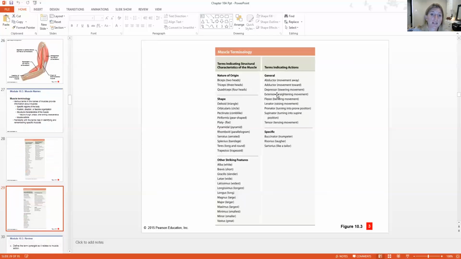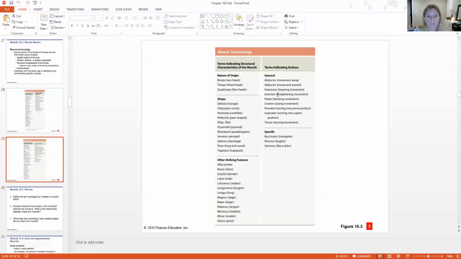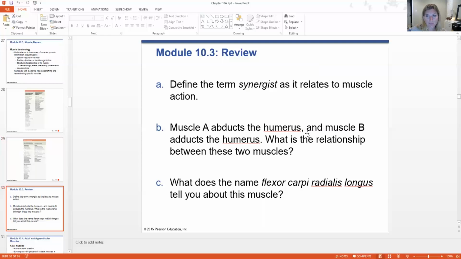So other terms like the nature of the origin, bi, tri, quad, just 2, 3, 4. Terms indicating actions like adductor, depressor, elevator, extensor, levator, supinator, pronator, etc. Specific ones, these are ones that are a little weird, like the buccinator, like playing a bugle. That's the trumpeter muscle in your cheek. The risorius is another muscle that's allowing for smiling and laughter. And the sartorius would be that one big muscle going across your leg like a tailor. Pause the video here, go back and answer these 3 questions.